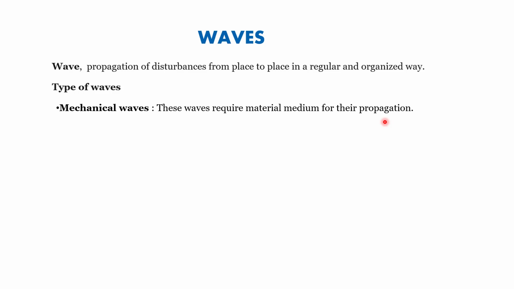One is the mechanical wave. Here the wave requires a material medium for its propagation. Means to travel, the wave requires a medium. So for example, sound waves and waves stretched in a string are examples.